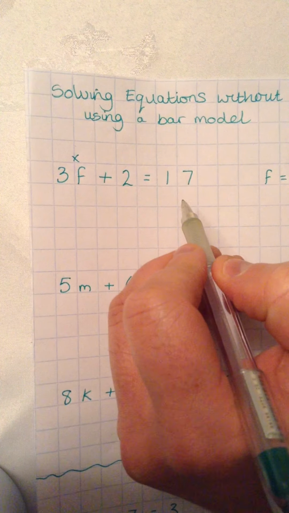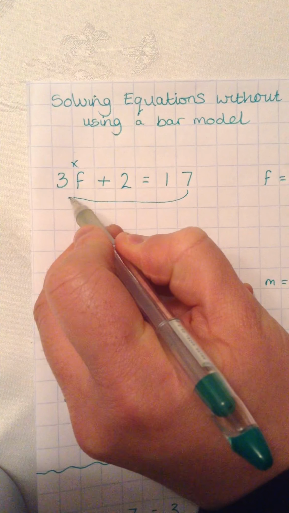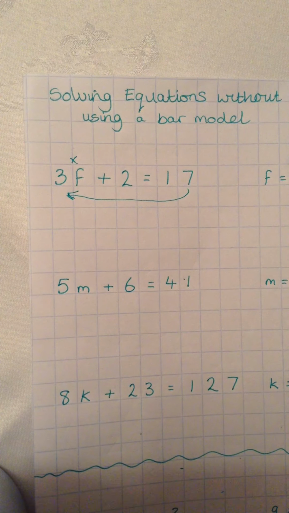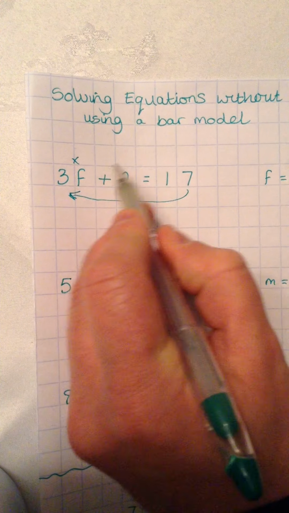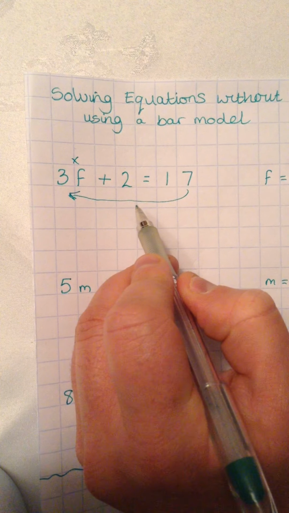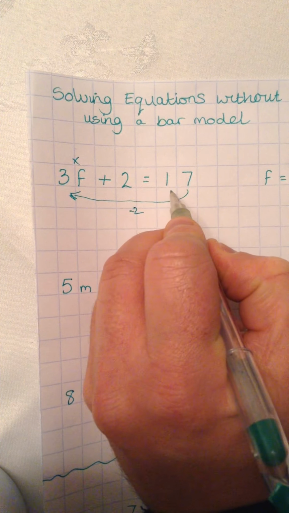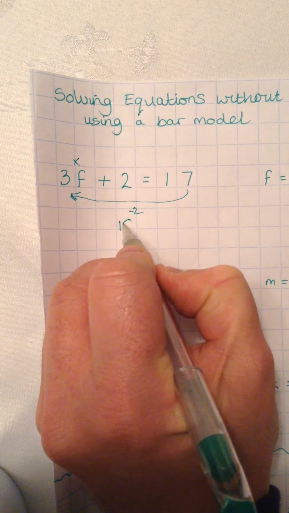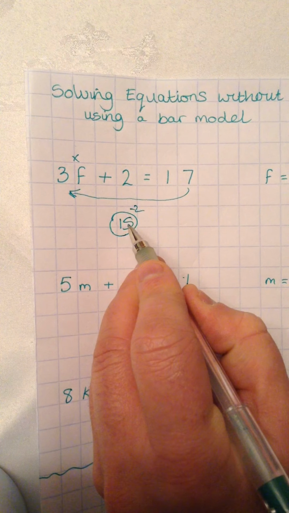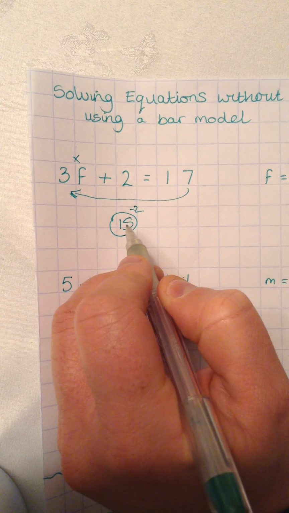Now what we are doing, and this is what we did with the bar model, is we're undoing it on the way back by doing the inverse, so doing the opposite. The last thing we did to f was to add 2. So the first thing we're going to do is the opposite of that. We're going to take away that 2 from the 17, our answer, so we are now up to 15. So we now know that 3f equals 15.